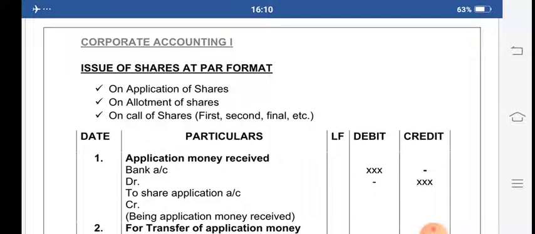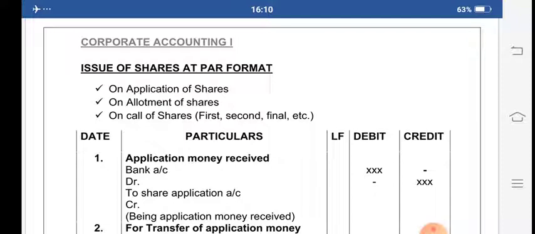For example, on application of shares they will raise 5 rupees. On allotment of shares they will raise rupees 3. And on call of shares it will be rupees 2. The total is rupees 10. Like this the ABC company will raise this rupees 10.